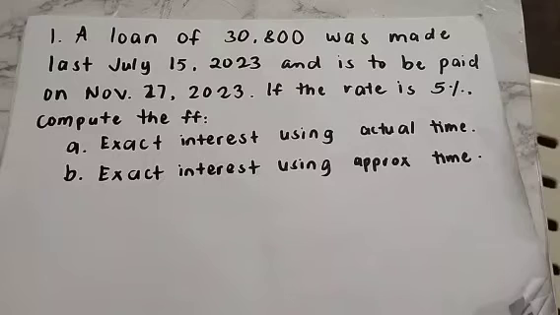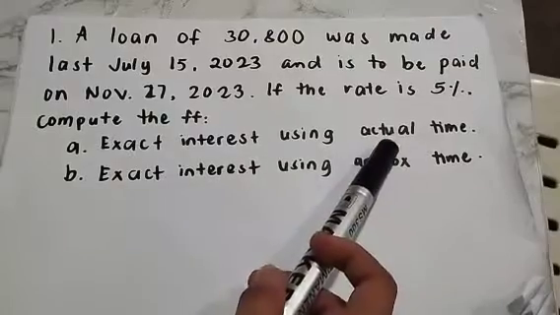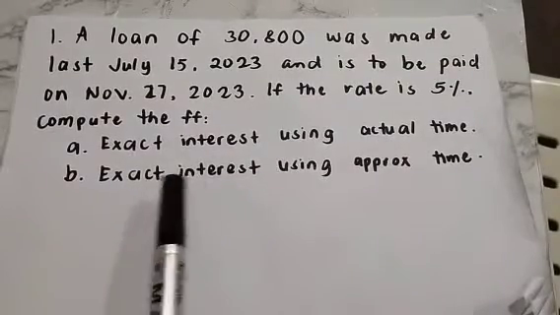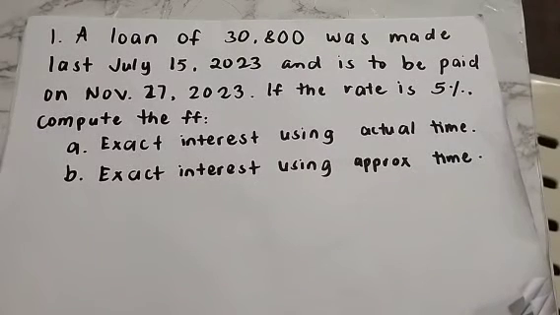So let's have an example. A loan of 30,800 was made last July 15, 2023 and is to be paid on November 27, 2023. If the rate is 5%, compute the following. Una nga hanapin natin dito ay yung exact interest using actual time. Next, exact interest using approximate time naman. Okay. But before that, isulat muna natin yung formula ng exact interest.